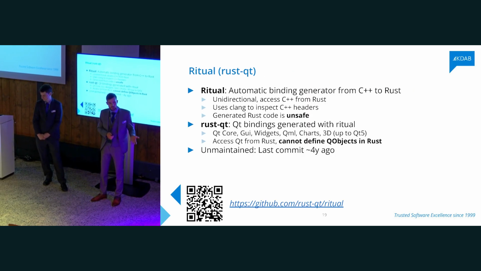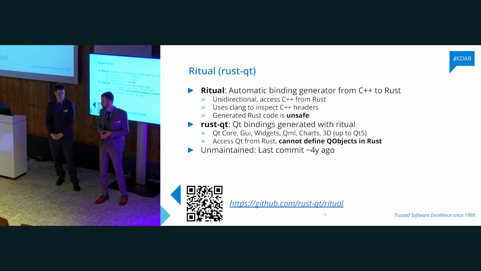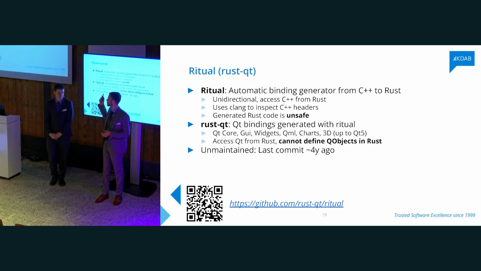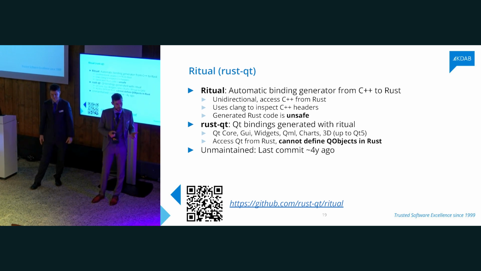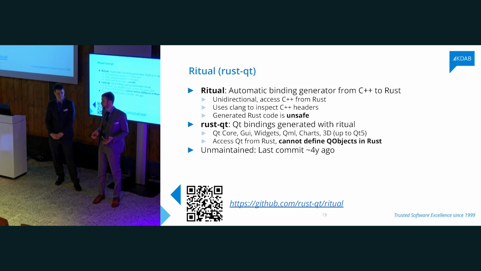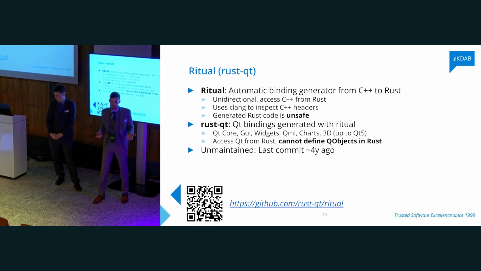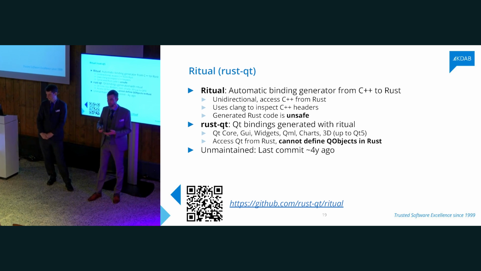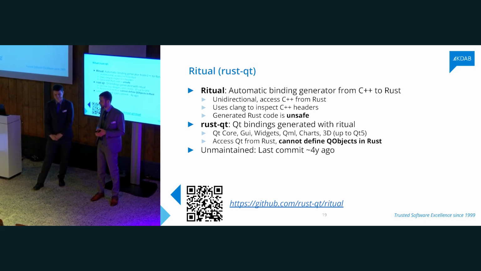So one of the very first approaches to this was just focusing on the API surface. And that was an approach called Ritual, which was an automatic binding generator. So that could parse your C++ headers and generate a ton of Rust bindings for them. But those were also essentially unsafe to use from Rust. And unsafe Rust code just negates a lot of the benefits of using safe Rust to begin with. It's almost like writing C++ code again.